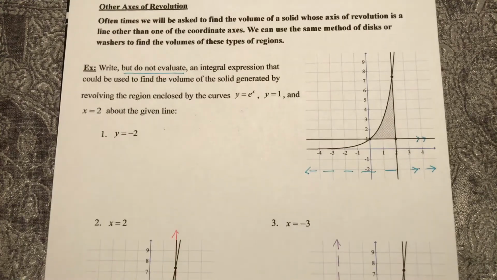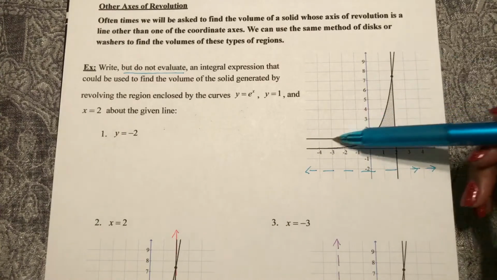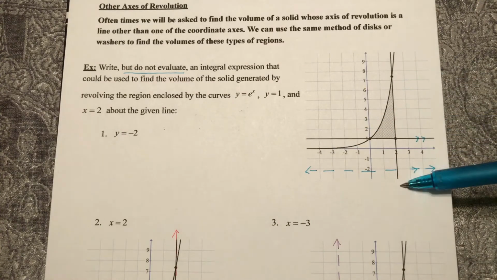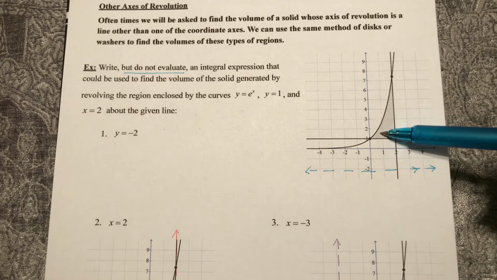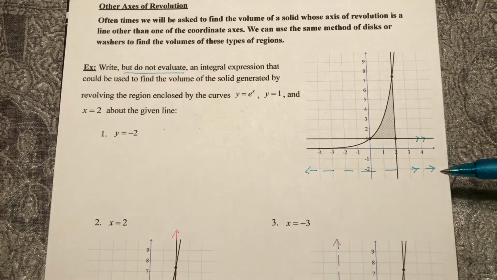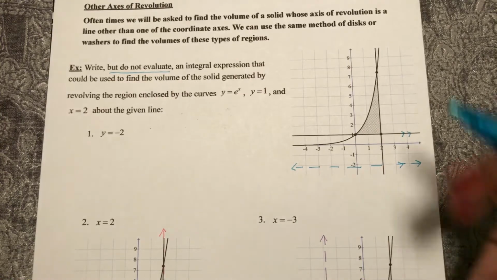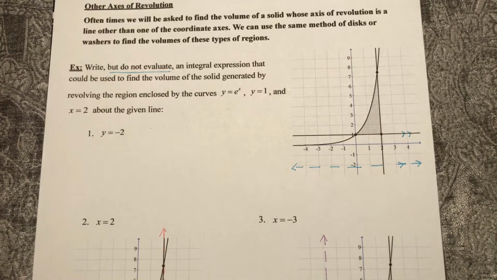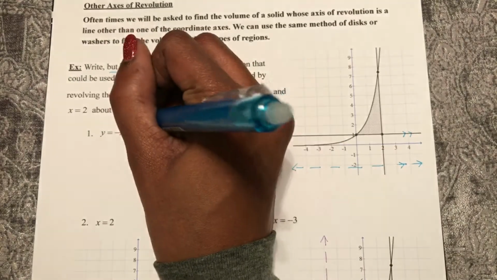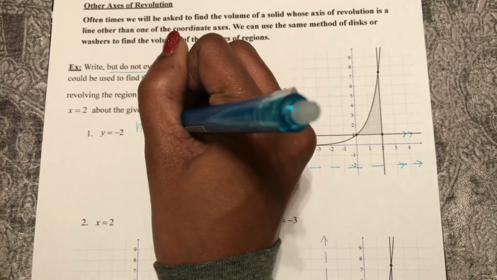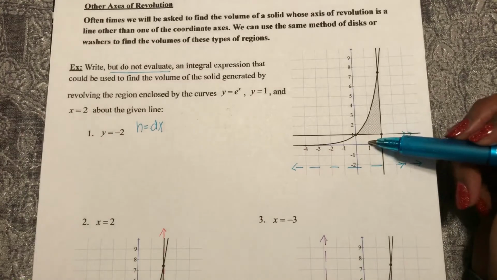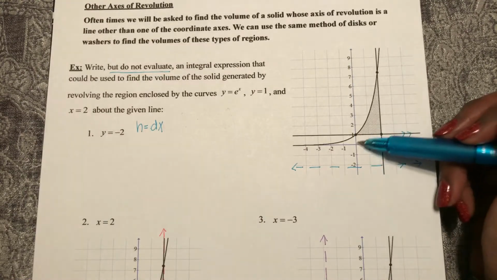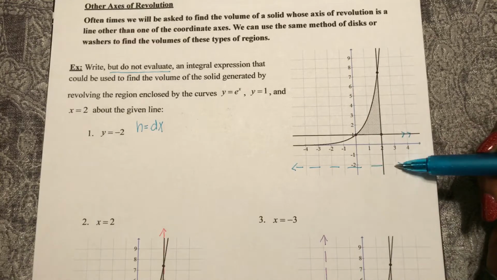So in our first example here, we have the equation y equals e to the x, y equals 1, x equals 2 that creates this region. And we want to rotate it around the line y equals -2. Well, this line y equals -2 is parallel to the x-axis, so it will be set up the same way as if we rotated it around the x-axis. That means the height will be dx of my cross-section. And I can see there is a hole in between my region and my axis.